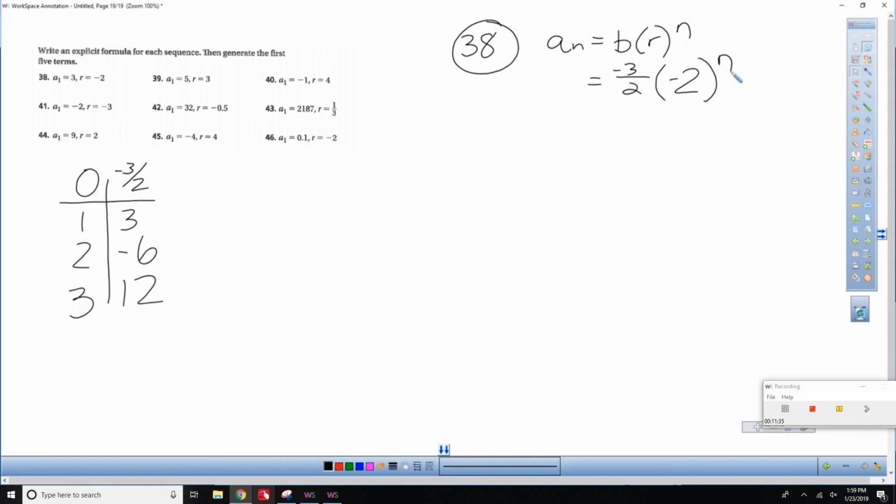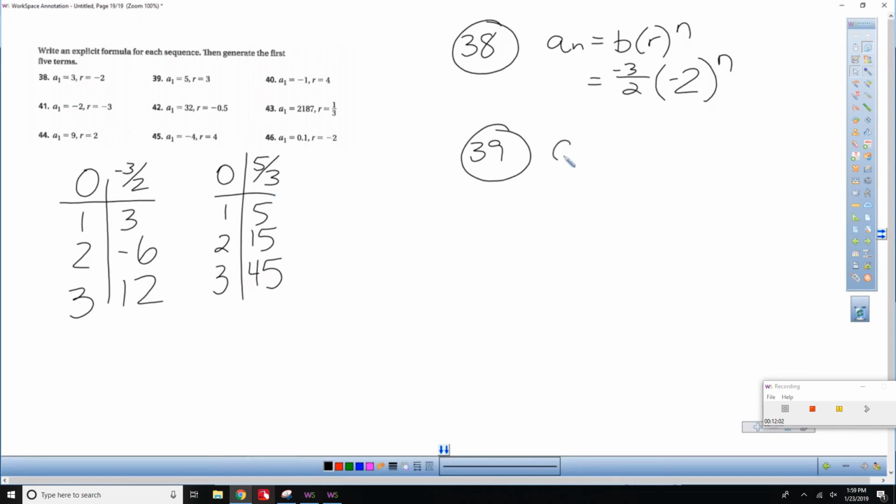One more, 39. Doing a lot of your homework for you, but this stuff is new, so that's no problem. The first term is 5, the r is 3, so the second term is 15, and the third term is 45. That makes the zeroth term, or the y-intercept, 5/3. Divide by 3 to go up. So a sub n is going to be 5/3 times 3 to the n power. Boom!